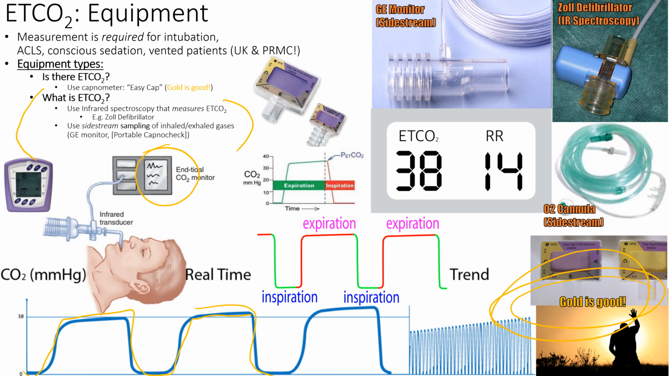So we have 2 ways to measure it. We have what's called the infrared way, and there's side stream sampling. Infrared is just like our SpO2 sensors: it measures the interruption of infrared light. The CO2 will absorb some of the infrared waves and not hit the other side of the sensor. So then it can say, this is what your end-tidal CO2 is. Our Zoll defibrillator does that.